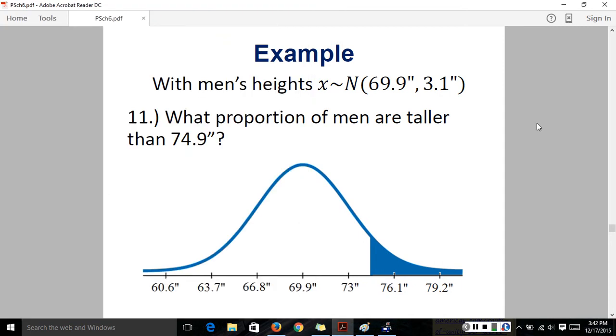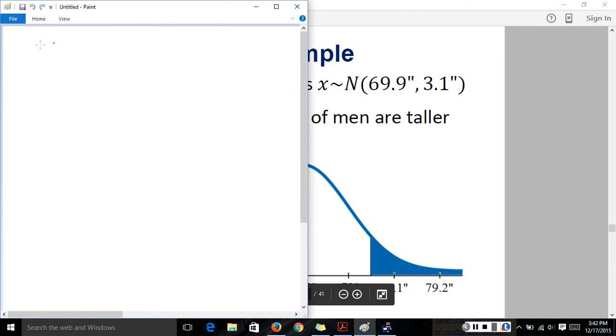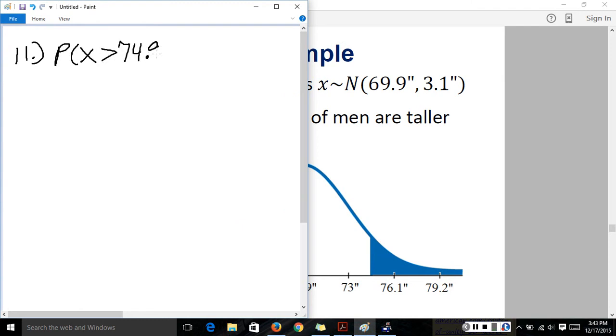Number 11, what proportion of men are taller than 74.9 inches? If I take a look at the sketch or the depiction of the normal distribution and the area I'm looking for, I see that 74.9 is above the mean, 69.9, and I want everything taller than that, so I would want the area to the right of 74.9. All right, to set that up, probability statement. Probability that x, because it's a raw score, is greater than 74.9 inches.